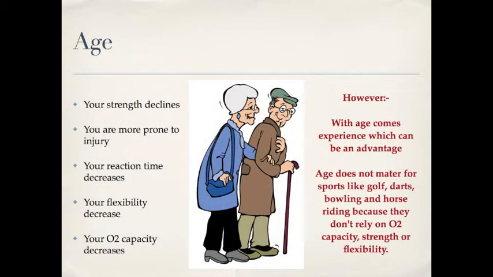A player's ability to perform physical skills will be influenced by their stage of physical and mental development. As you become older, your strength declines, you're more prone to injury, your reaction time decreases, your flexibility does as well, and so does your oxygen capacity. However, with age comes experience, which can be an advantage. And sometimes age doesn't matter, especially for certain sports like horse riding, bowling and darts, because they're less stressful on the body and do not depend as much on oxygen capacity and strength.